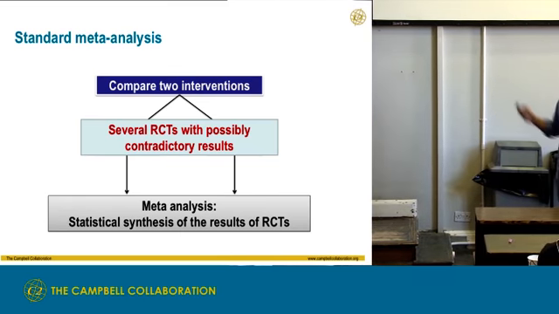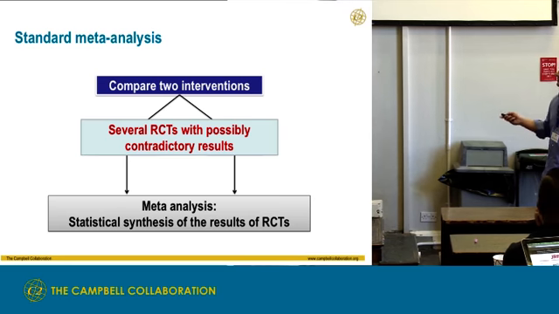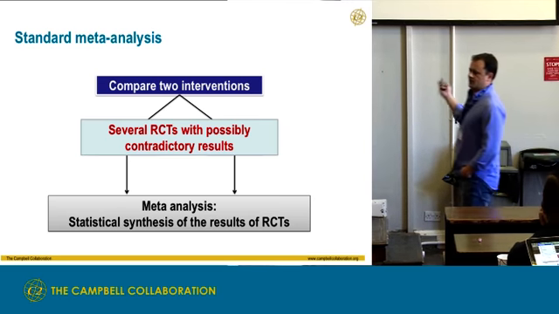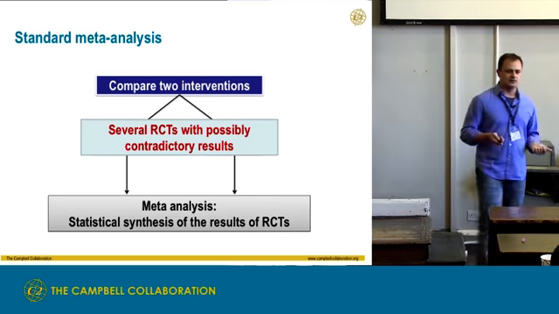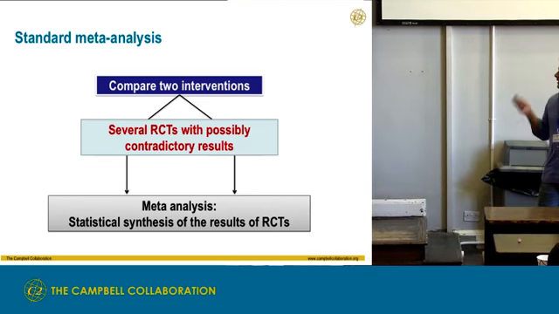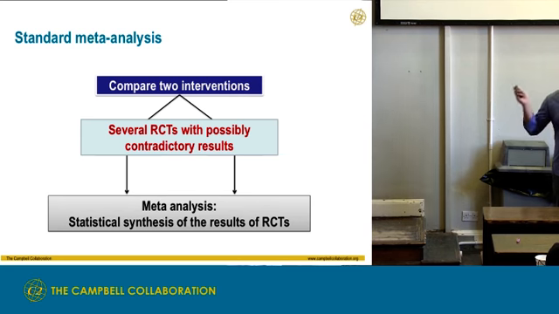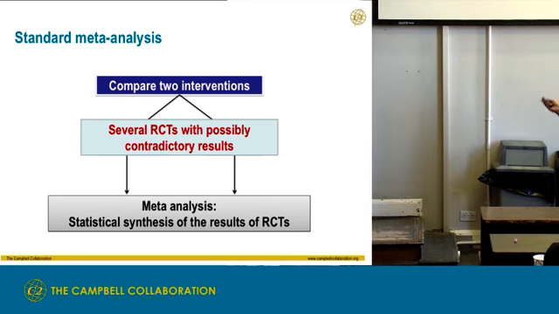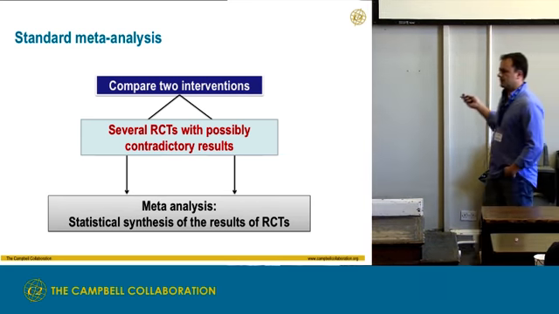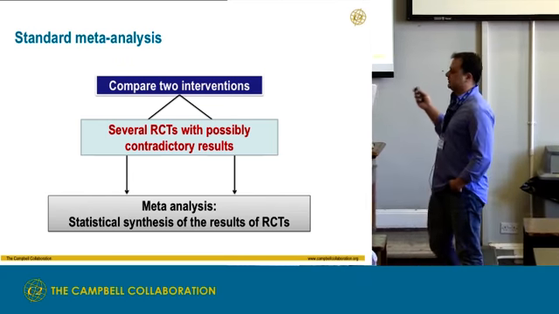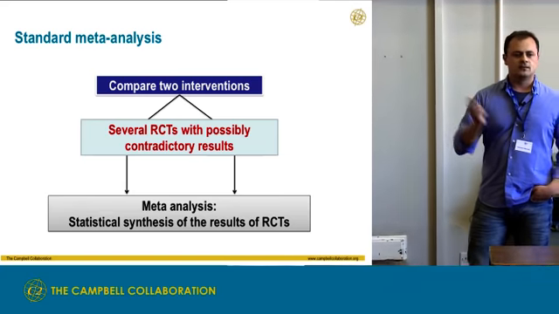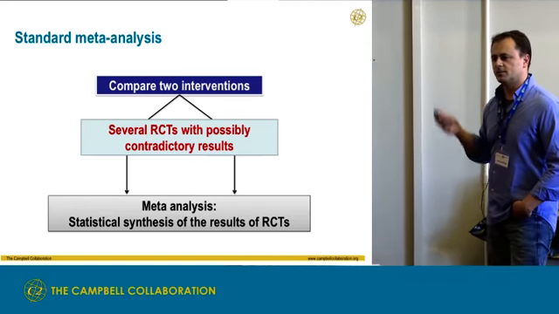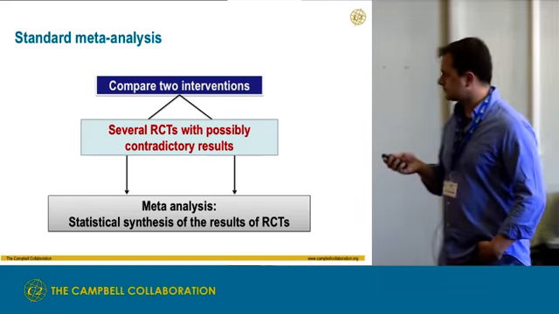So anyway, what we aim to do is to see which one is more efficacious. So we design a systematic review, we get our studies, compute effect sizes. We end up with several randomized controlled trials with possibly contradictory results. And then we synthesize quantitatively all this evidence using meta-analysis. And we get an overall result that has increased power and precision.